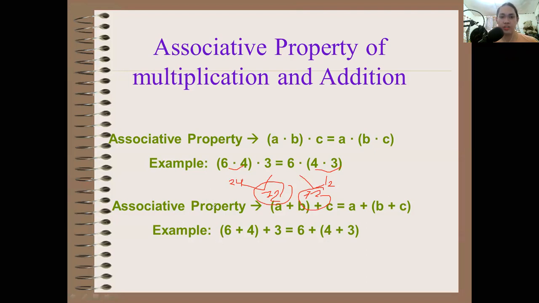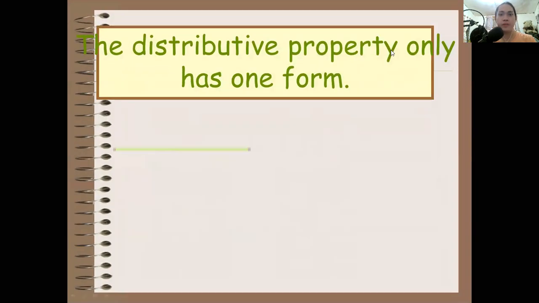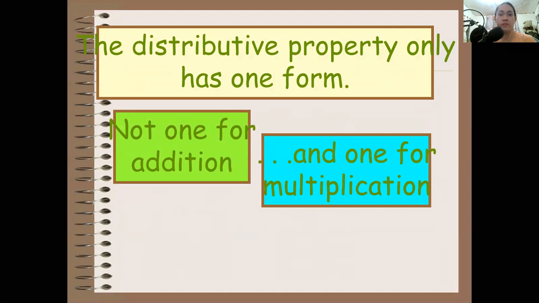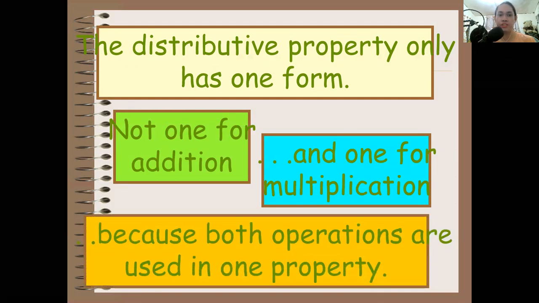Same in addition, or the associative property in addition, this one. So 6 plus 4 is 10, plus 3 is 13. Then in here, 4 plus 3 is 7, plus 6 is also equal to 13. So they're just the same. So see, this property tells us that the groupings will not affect the result. I hope you'll be able to grasp the concept of this property. And of course, the distributive property: not one for addition, but one for multiplication, because both operations are used in one property, yes.